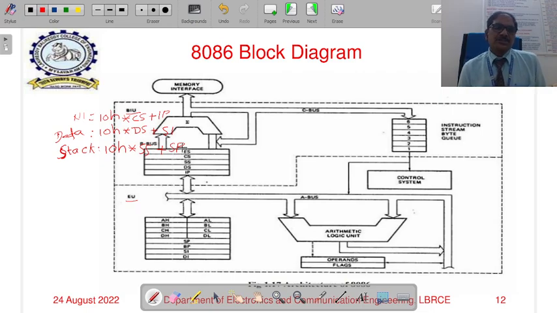Apart from this, the other registers present in the bus interface unit are the extra segment, code segment, stack segment, data segment and instruction pointer. Now, we have used the code segment and instruction pointer for calculating the address. This is the code segment register and this is the instruction pointer.